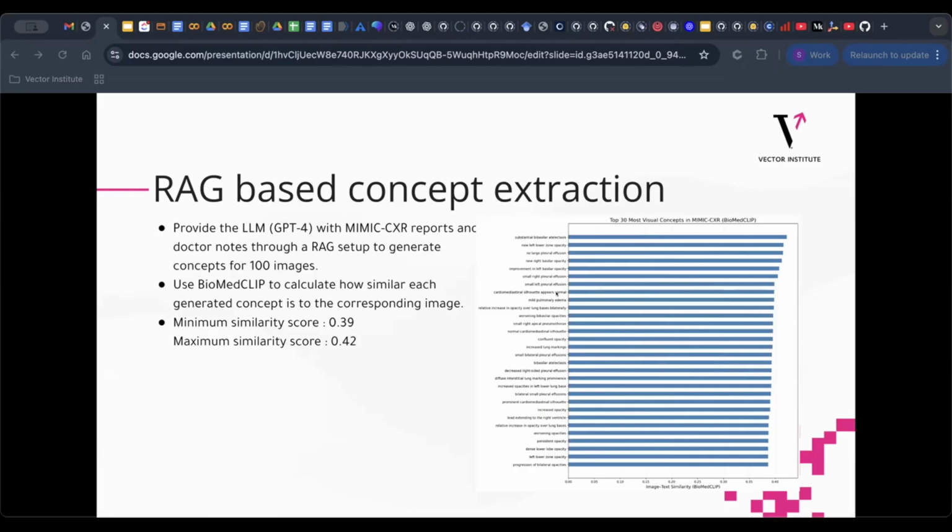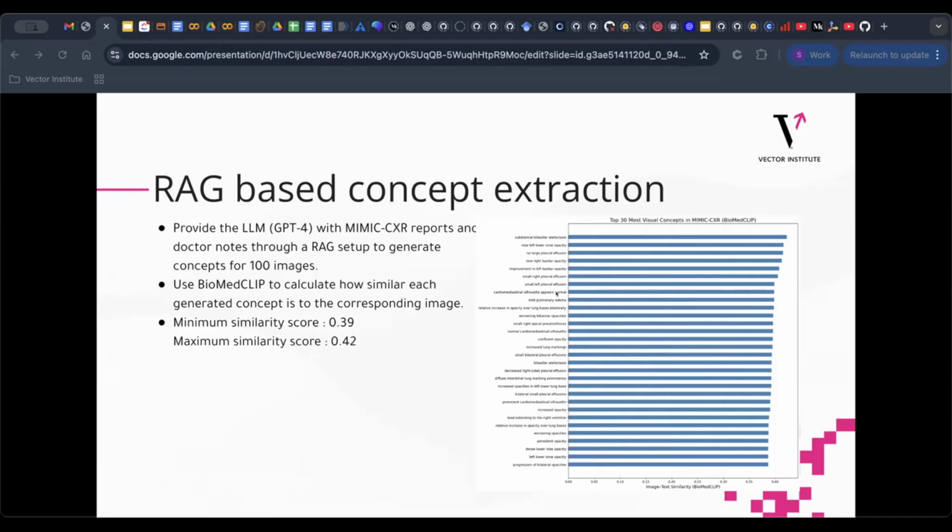All these results are computed for 100 to 150 images taken from the MIMIC-CXR dataset. We used the radiology reports present as part of the dataset as context to the LLM. With GPT-4, after calculating the concepts, this graph was generated by passing those concepts along with the images to a vision language model, which gives us the similarity score between the concept and the image. This is useful to find the visual features rather than the textual features, which will be more useful to the radiologist or end users for seeing what features have been used to make the final prediction.